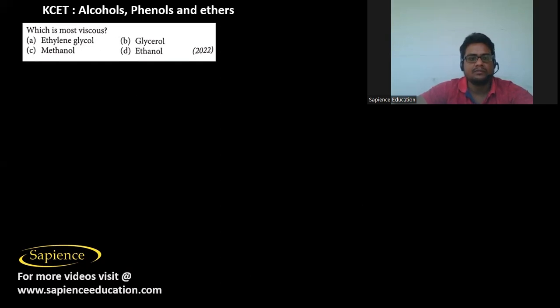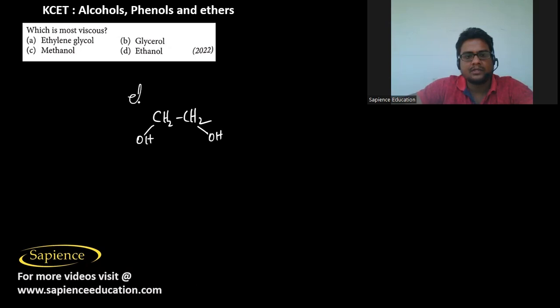Then it is told, which is most viscous? Now the first one is ethylene glycol. Ethylene glycol, the structure is CH2 CH2 OH OH. It's called ethylene glycol.